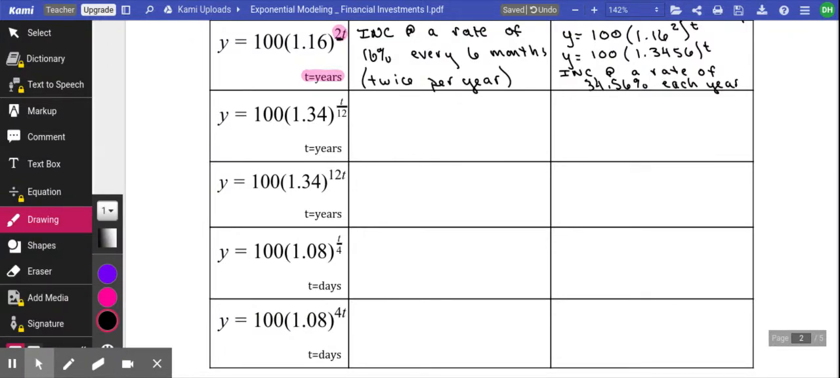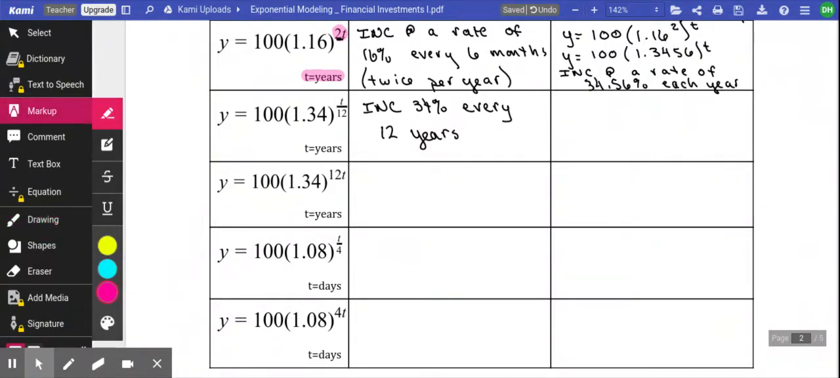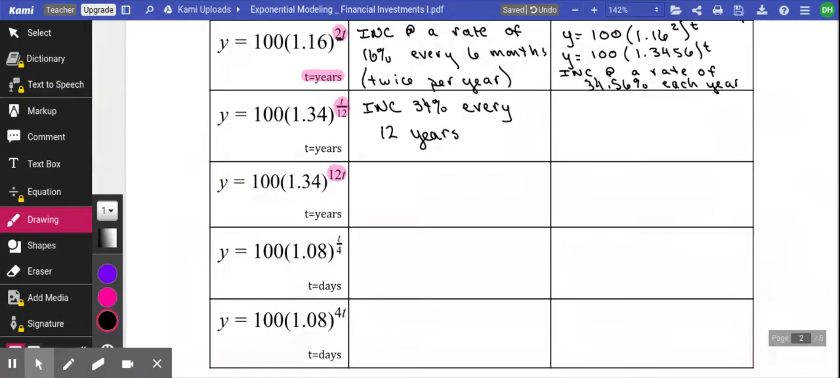So in this next one, we'll say we're increasing at a rate of 34% every 12 years. So that's over a pretty long span. Compare that to the next one, though. Look at how your coefficient's going from a 1/12 to just a 12. So now we're increasing at a rate of 34% each month.